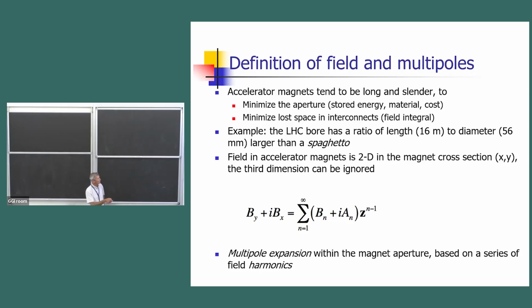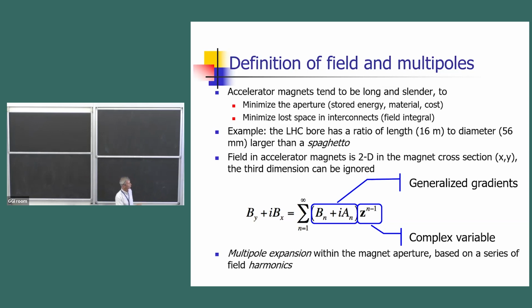So the field in 2D, in an accelerator magnet, is usually described using a complex series expansion. It's very convenient. You build an analytic function, which is made by the sum of the y component of the field plus the imaginary unit times the x component of the field, which is equal to the series of the normal and skew components, the way they're called, times the complex variable. Okay, so z is a complex variable in an xy plane. These are what we also call generalized gradients or harmonics. You may have heard about that. So the bn's are the normal components and the an's are the skew components.